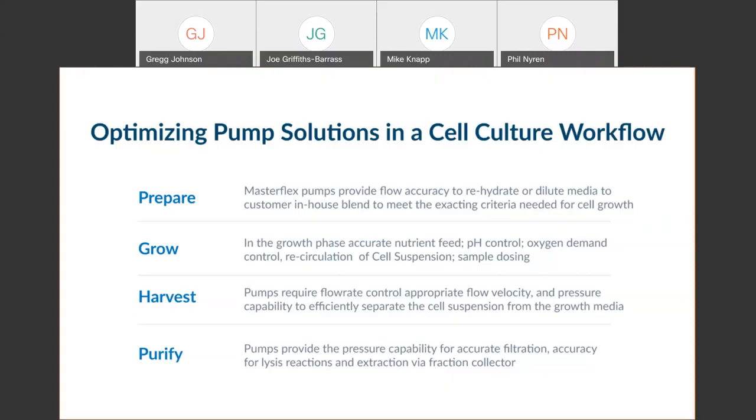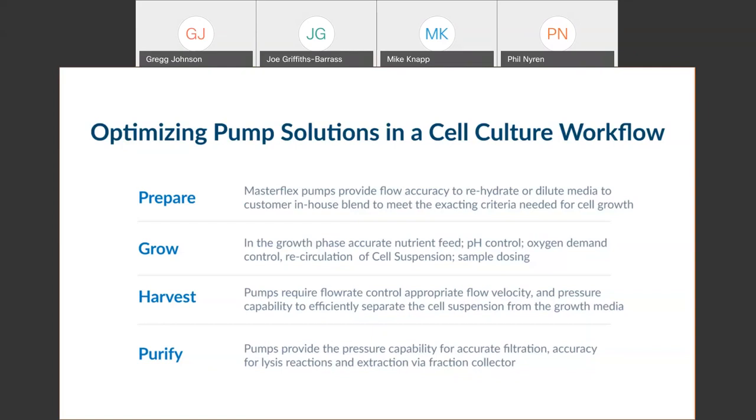In the growth phase, accurate nutrient feed, pH control, oxygen demand control, recirculation or resuspension of cells, and sample dosing are all sub-processes that can be improved and optimized using peristaltic pumps.